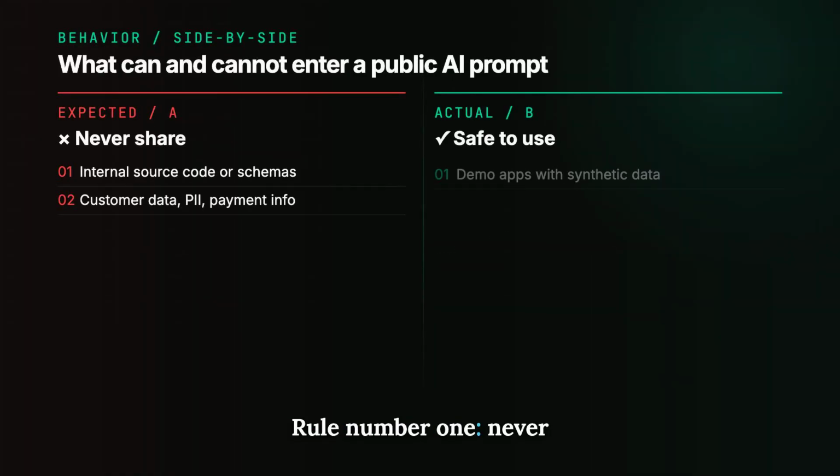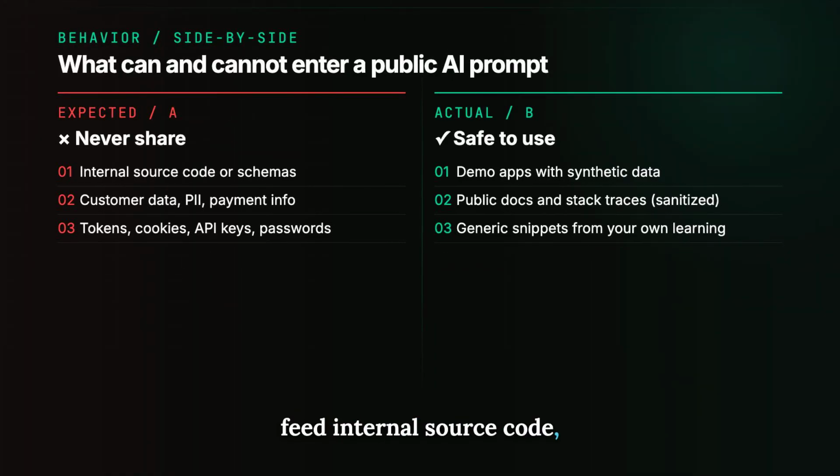Rule number 1, never feed internal source code, customer data, tokens, cookies, or passwords into a public AI tool. Training data can leak, prompts can be replayed, and once a secret is shared, you cannot unshare it. Until you know your company's AI policy, use demo applications and synthetic data, and document the decision either way.